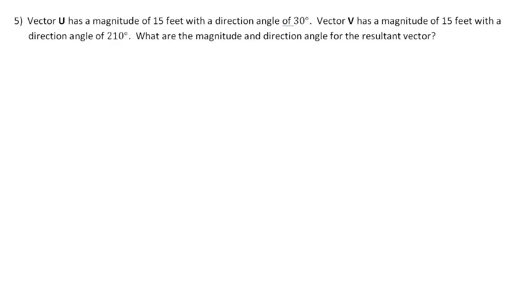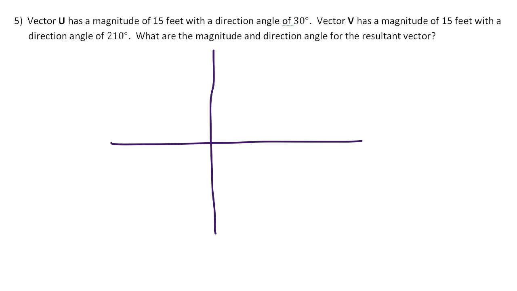All right, so for problem 5, let's see what we have for this one. Vector u. So I'm going to go ahead and do my xy axis. Vector u has a magnitude of 15 feet with a direction angle of 30. So direction angle of 30, oh, that looks closer to 45, but we're going to pretend it's 30. And it is 15 feet.